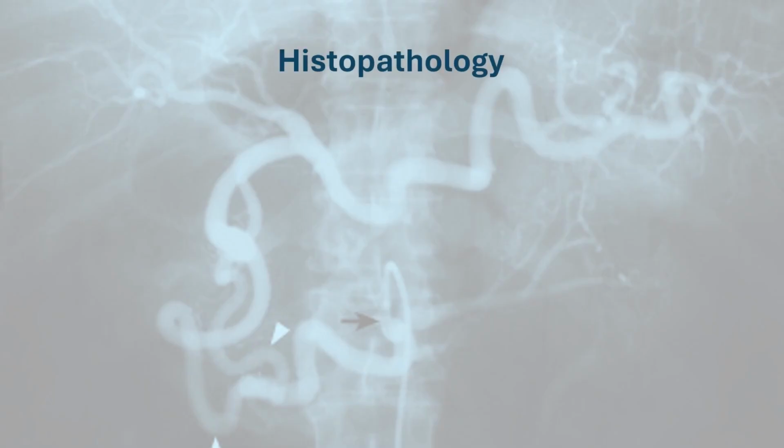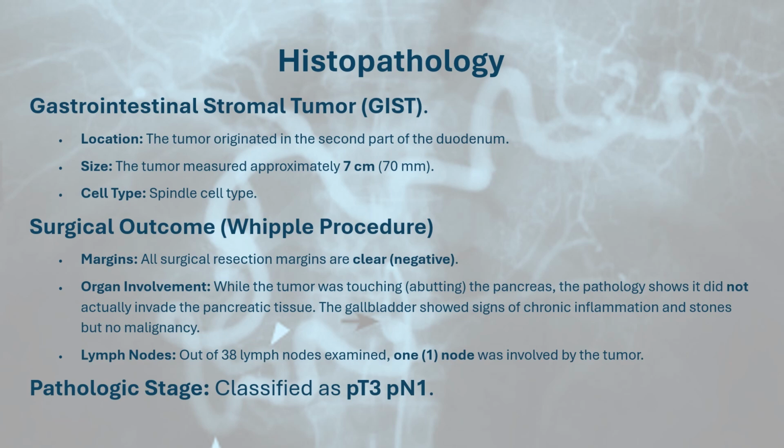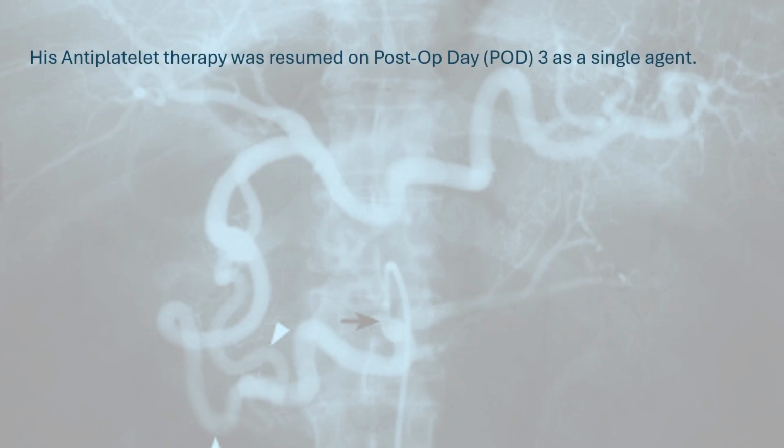Histopathology showed a 7 cm gastrointestinal stromal tumor of the second part of the duodenum. All margins were clear of tumor. 1 out of 38 lymph nodes was positive. His antiplatelet therapy was resumed on post-op day 3 as a single agent, and he was discharged on the 5th post-operative day.